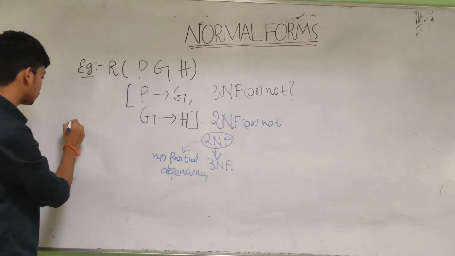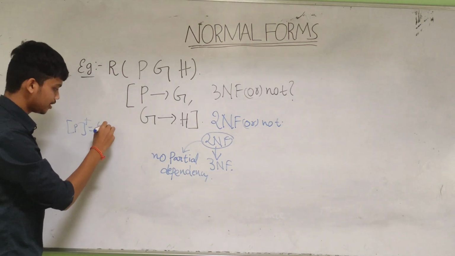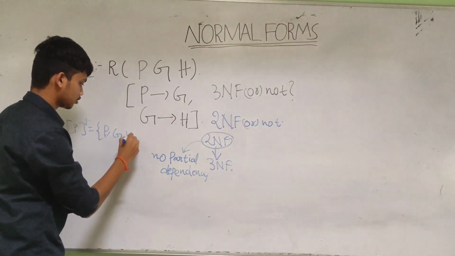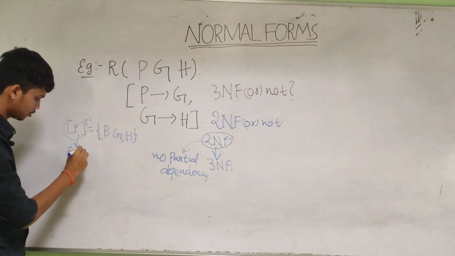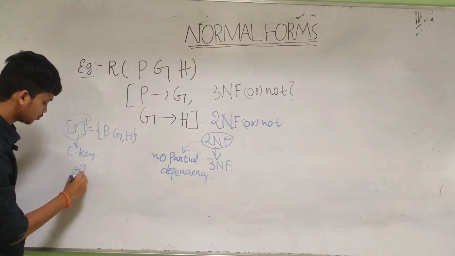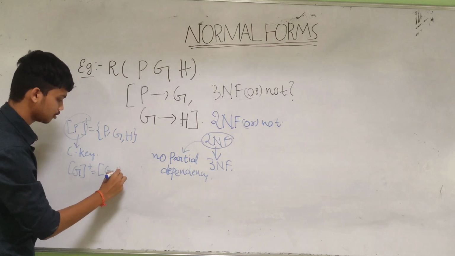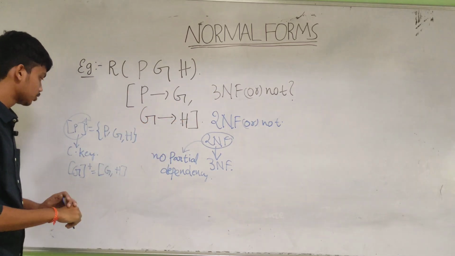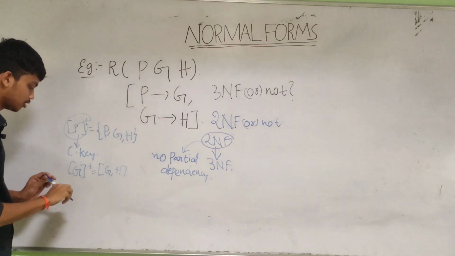Now first I am taking the P closure. You know how to do closure. With P I can derive G, with G I can derive H. So P is a candidate key. Now I am doing G closure. With G I can get H, so G is not a candidate key. Even if you do H, you can't get anything. So P is the candidate key, and the remaining two attributes are not candidate keys.